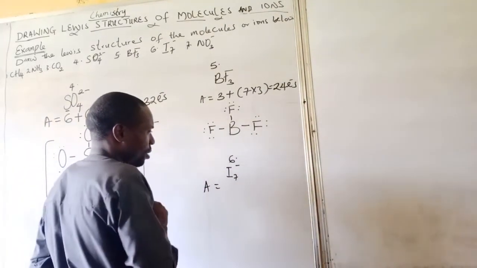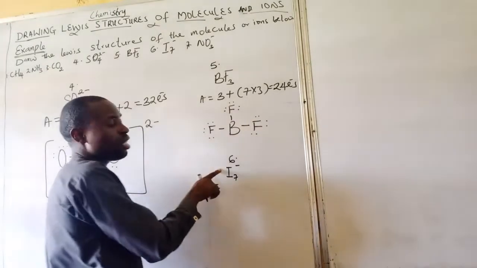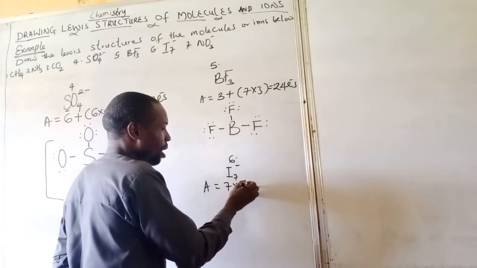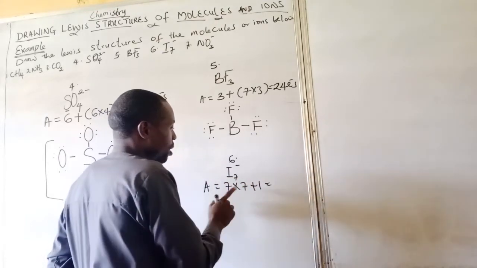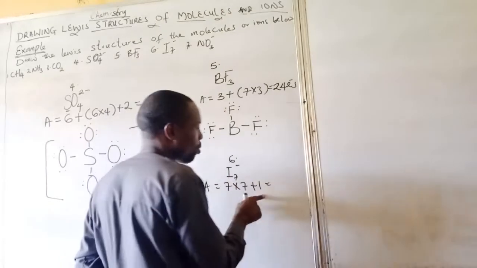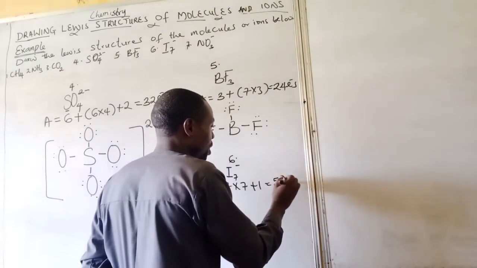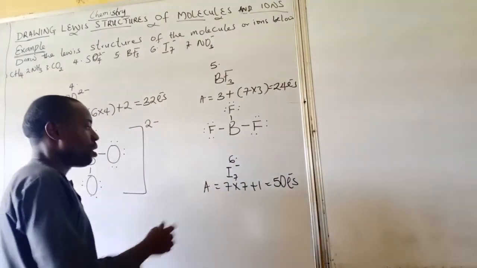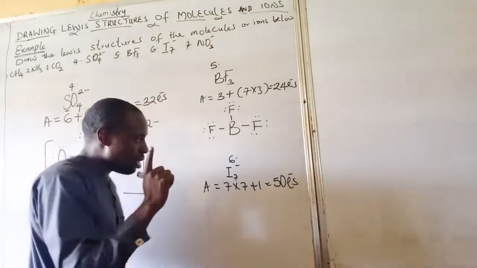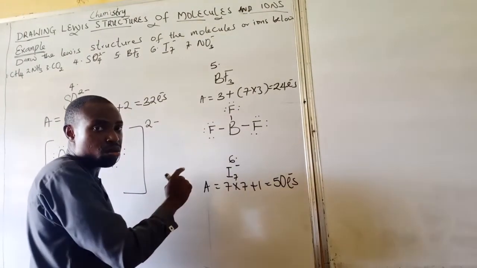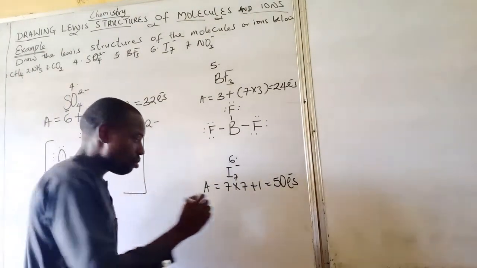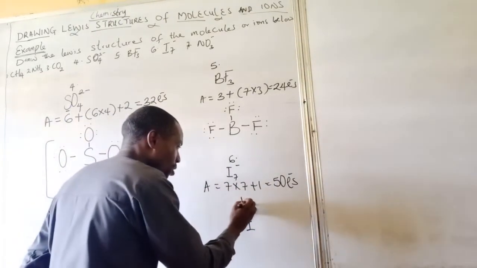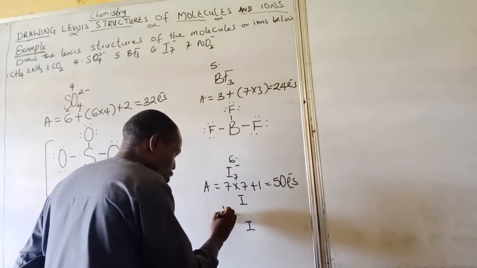Magic number. I will have the valence electron of 7. 7 times 7 plus 1 is 49 plus 1, which is 50 electrons. Now what do I do? I will make one of these iodine atoms a central atom. Here becomes iodine. Then I put iodine still.